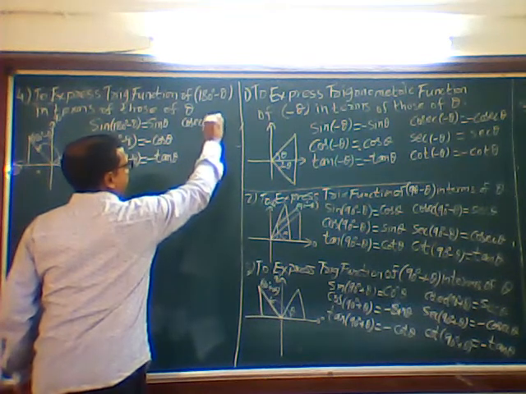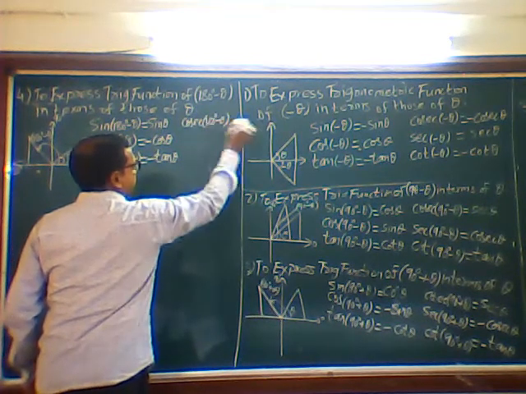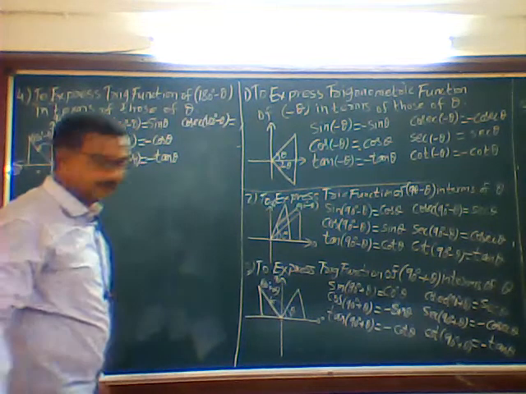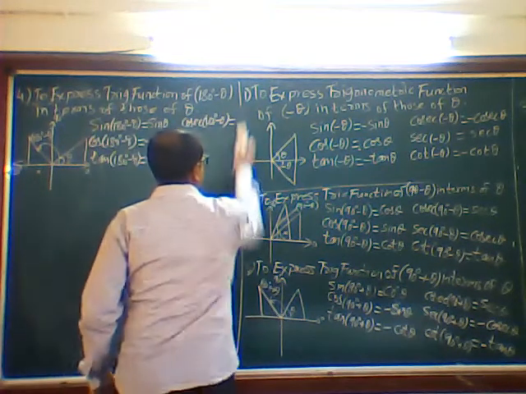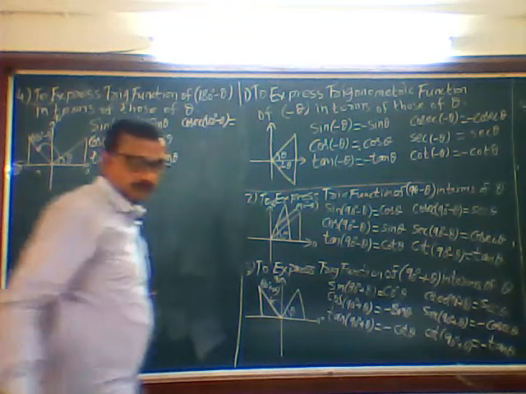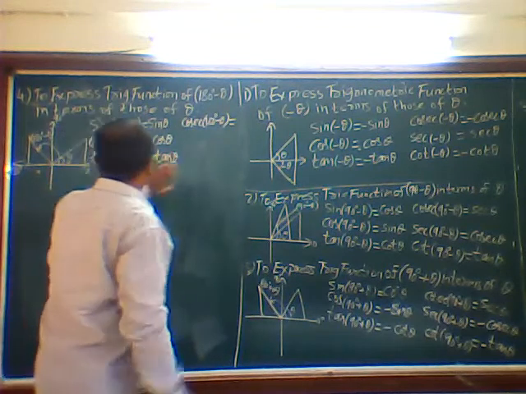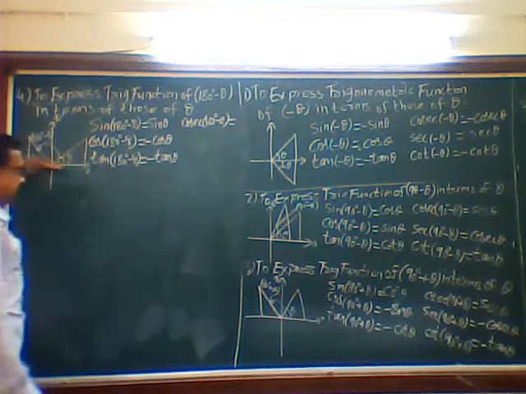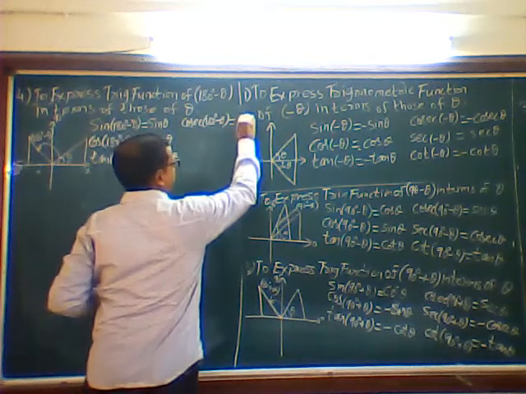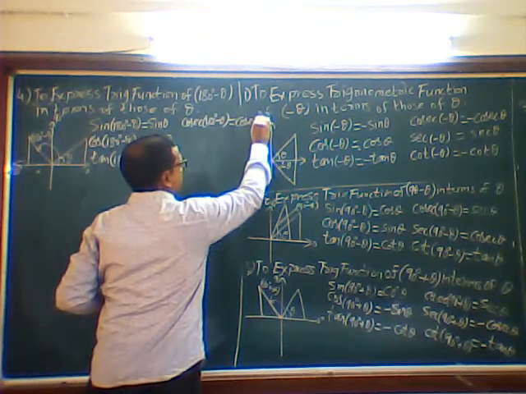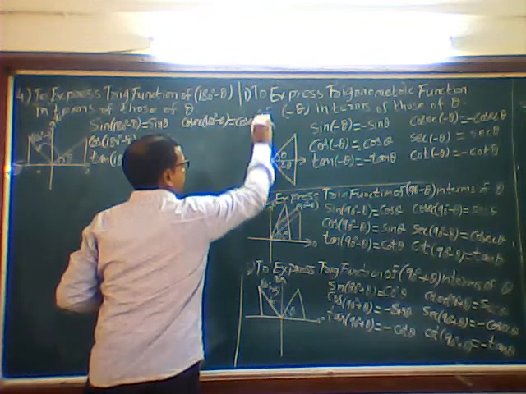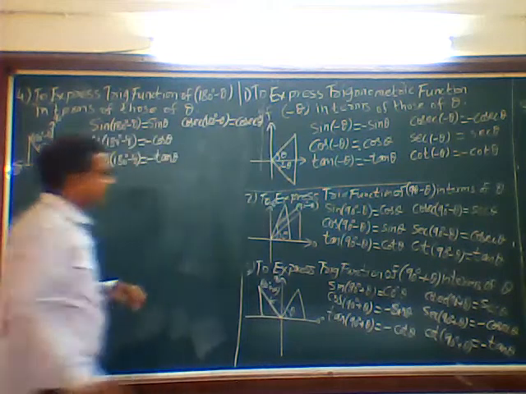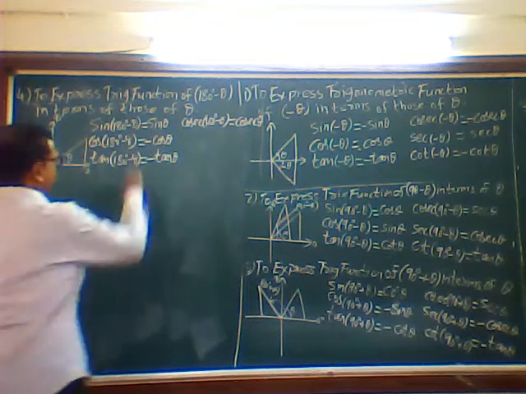Okay, I'll write it beside cosec. Cosec of 180 minus theta is equal to what? Again in second quadrant it is positive, and since the angle is lying on the x-axis, it remains cosec theta. Okay. Next is what? Sec.